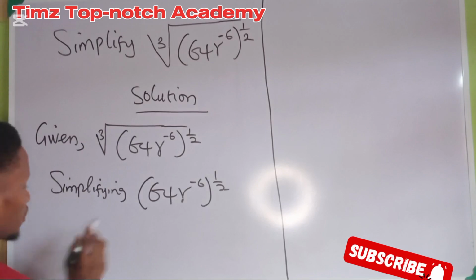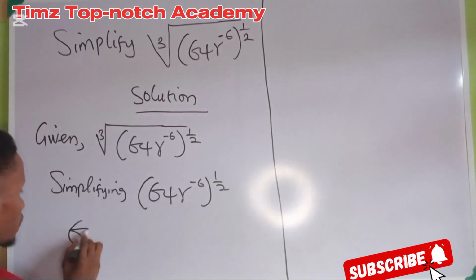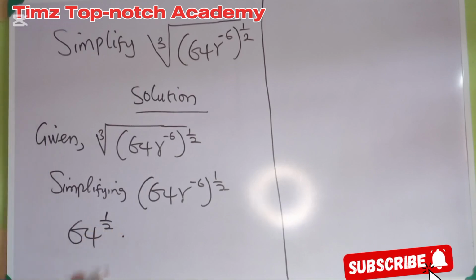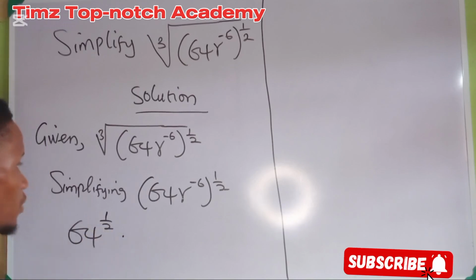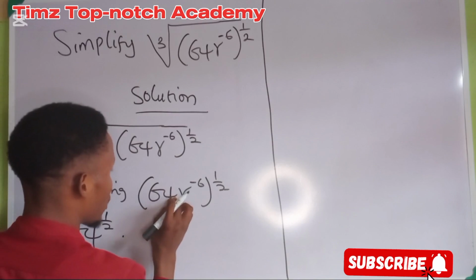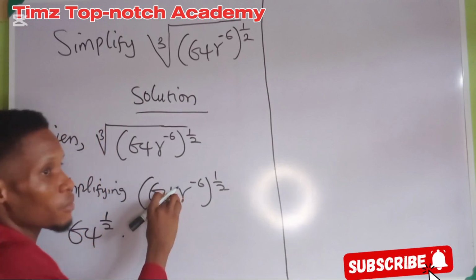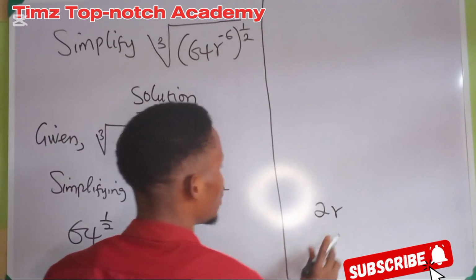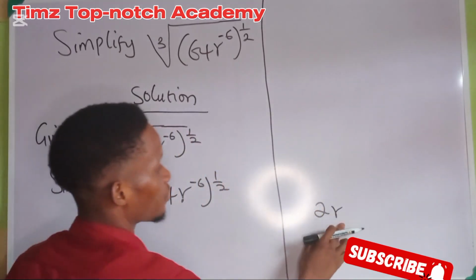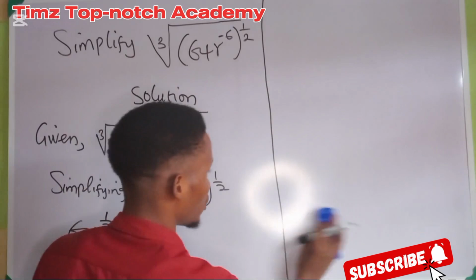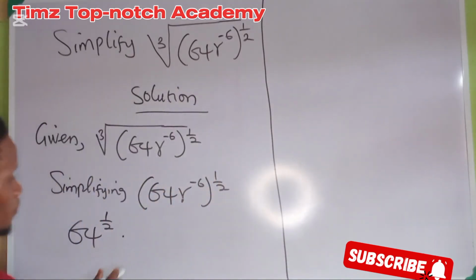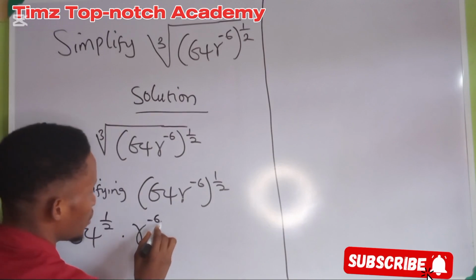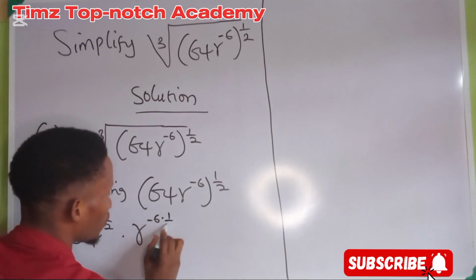If you do that now, you are going to have 64 raised to the power of half. This dot I put here is multiplication, because if you look at here, there's an invisible multiplication sign in between them. Any number, if you are seeing 2r, it means that 2 is multiplying r. So that is why there's this here. So you have r raised to minus 6, then multiplying 1 over 2.